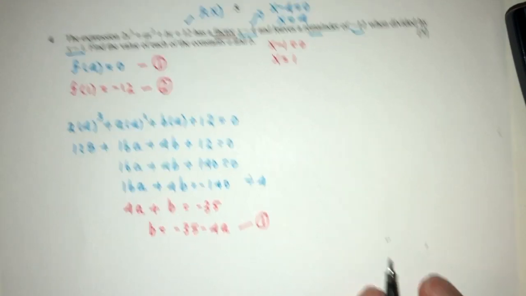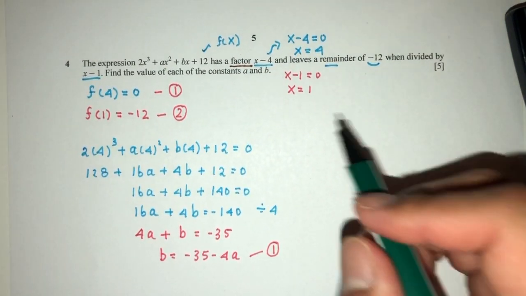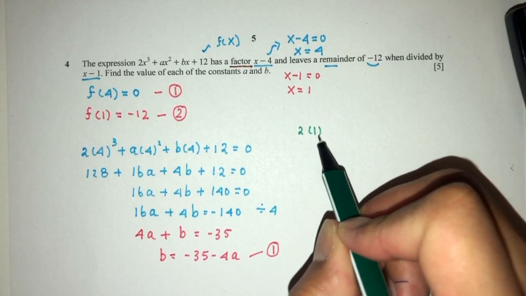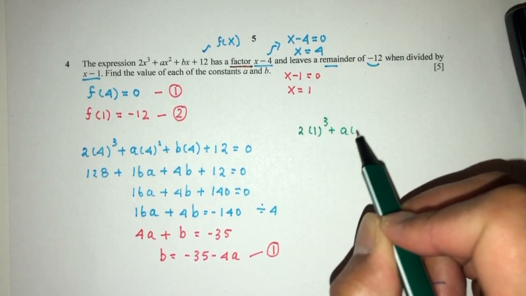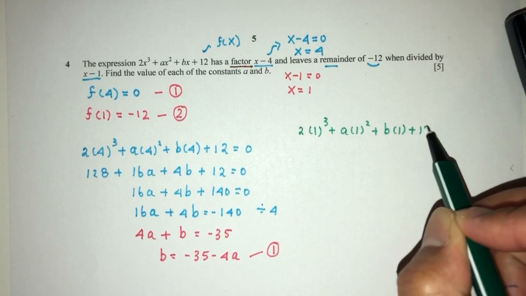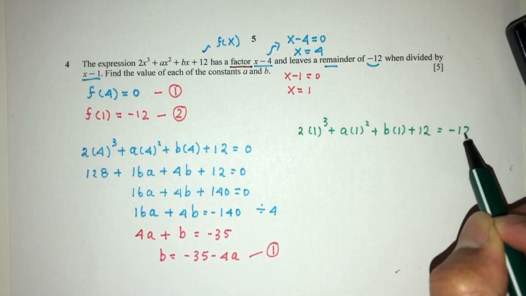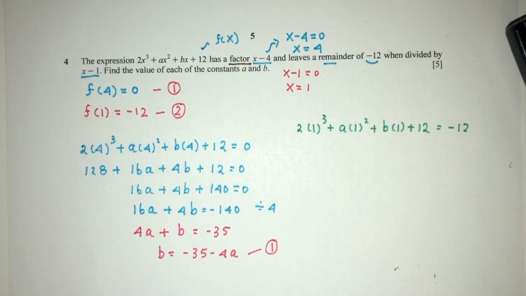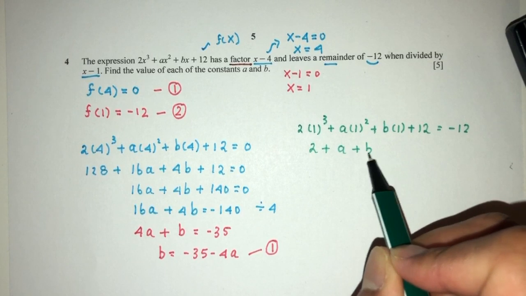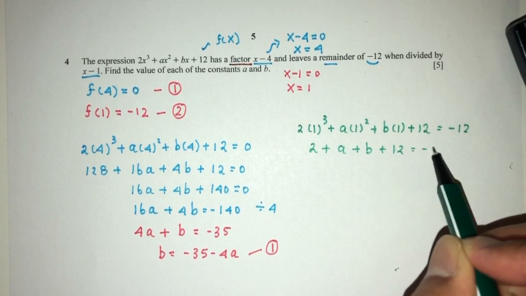Now moving on to part 2. For this one, replace the value of x by 1. You will have 2 times 1 cubed plus a times 1 squared plus b times 1 plus 12 has to give you the value of minus 12 according to the question. Now let's solve. You will have 2 plus a plus b plus 12 has to be minus 12.